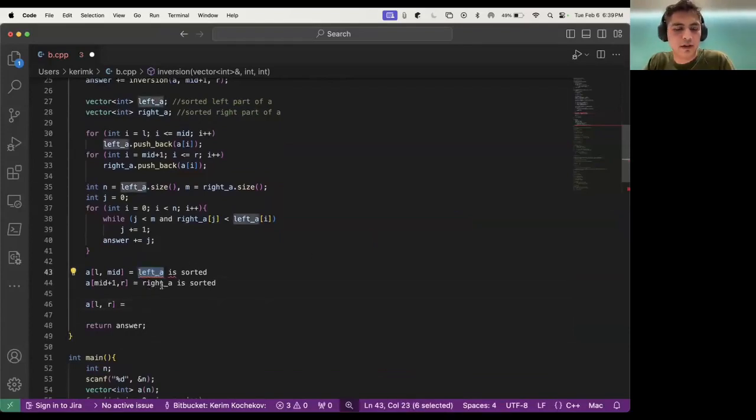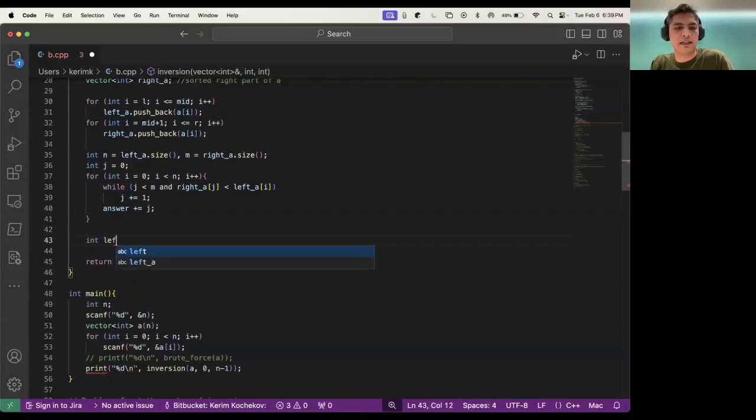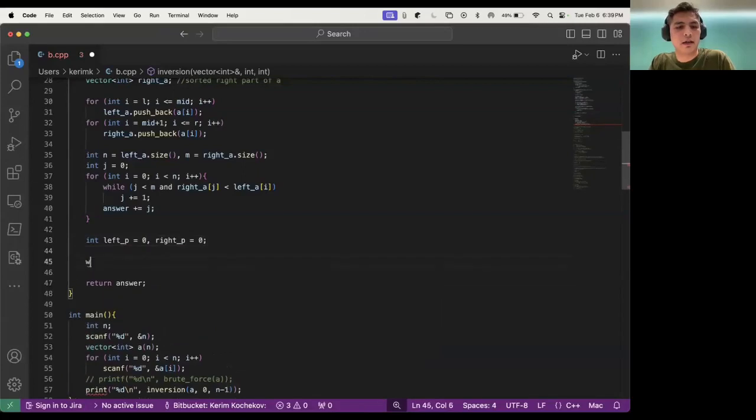We just look at the first position of the left part and the first position of the right part, which are the smallest elements in both of the parts. And the smaller of them would be the smallest in the entire array. So we just put whichever is smaller, increase our pointer, and continue the merge idea. We can have some pointers for the left part and the right part. And I will write the while condition later.